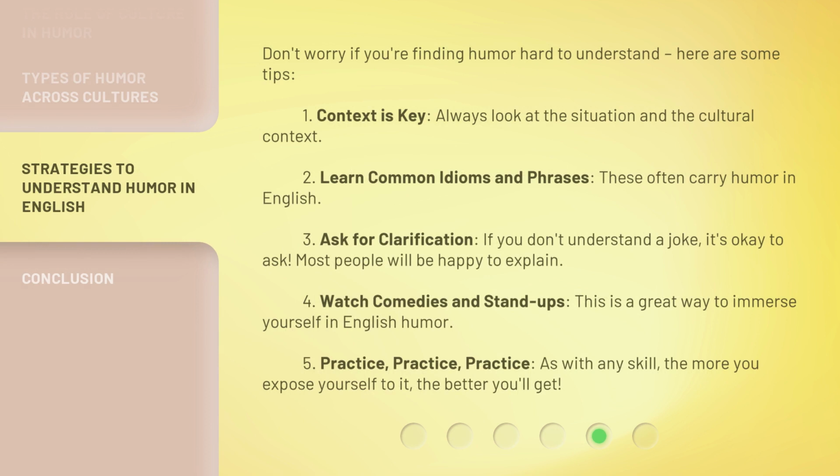Don't worry if you're finding humor hard to understand. Here are some tips. 1. Context is key. Always look at the situation and the cultural context. 2. Learn common idioms and phrases. These often carry humor in English. 3. Ask for clarification. If you don't understand a joke, it's okay to ask. Most people will be happy to explain. 4. Watch comedies and stand-ups. This is a great way to immerse yourself in English humor. 5. Practice, practice, practice. As with any skill, the more you expose yourself to it, the better you'll get.